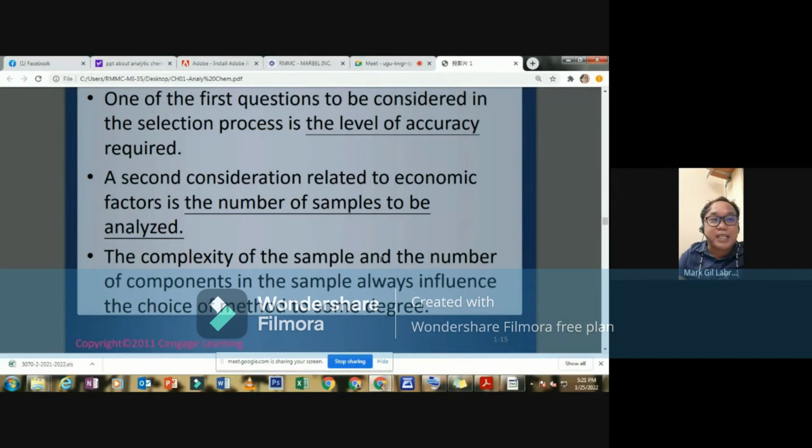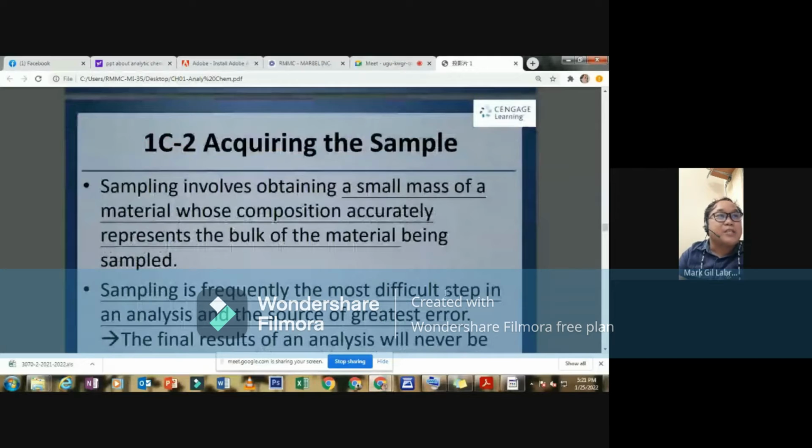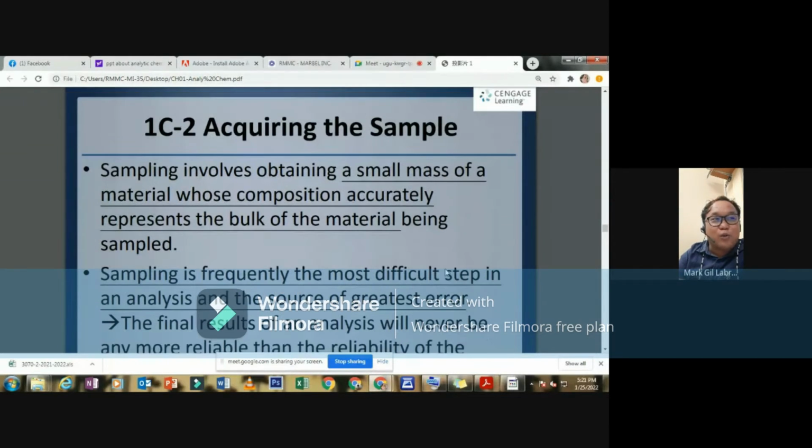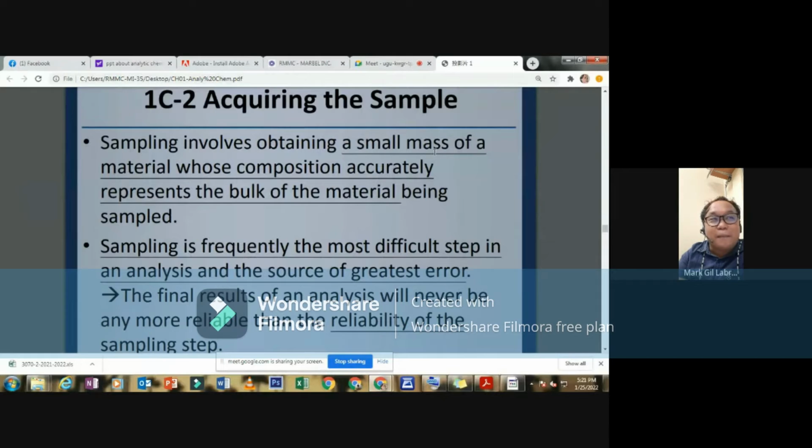So the complexity of the sample and the number of the components always influence the choice of method to some degree. Meaning it will affect the way you get your sample, no? Your components of sample will influence the result of your analysis. So how to acquire those samples? So sampling involves obtaining a small mass of a material. So it should be small.